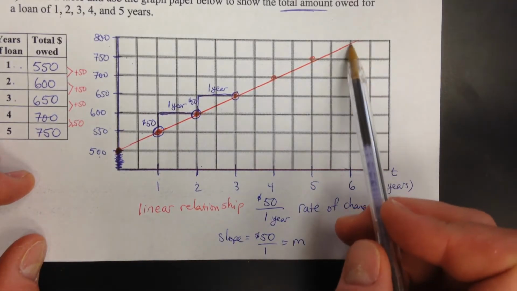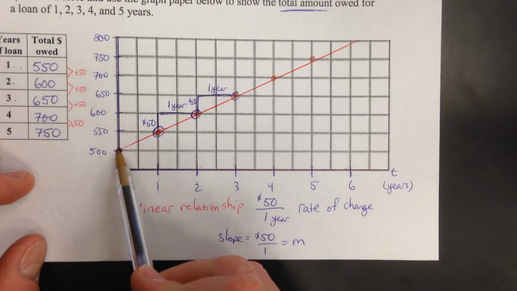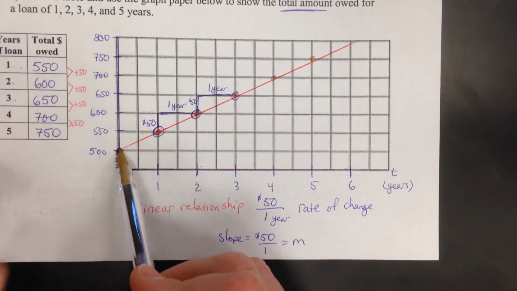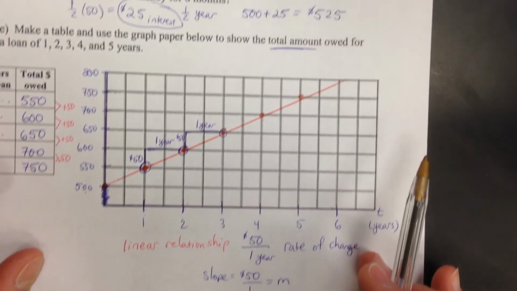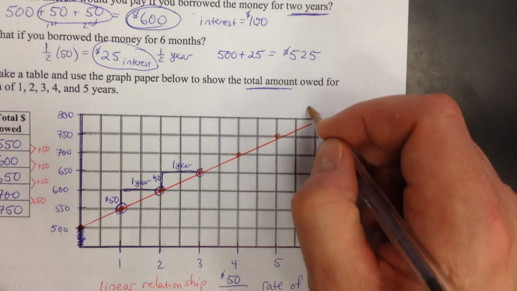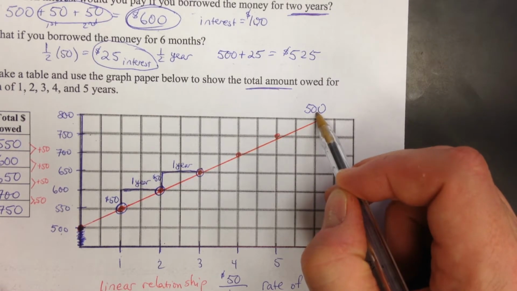Now where does our line start? Where does our loan start? It starts right here at 500. So this is 0, 500 because the loan amount is originally $500. So as we try to pay for this, we borrow 500, so we have to pay 500 no matter what.